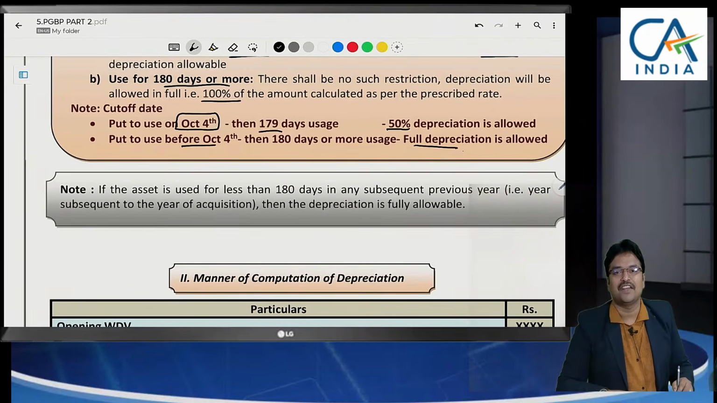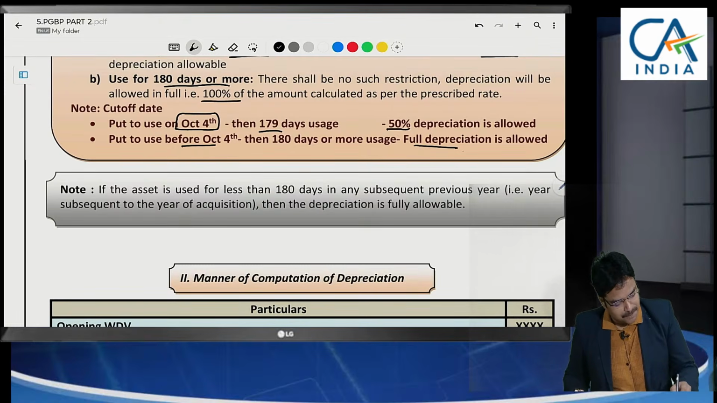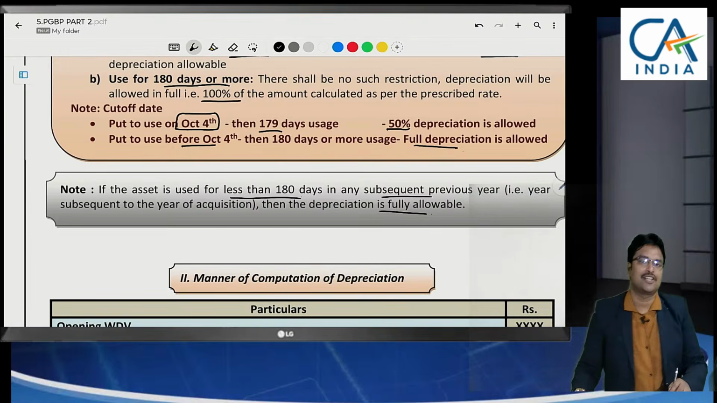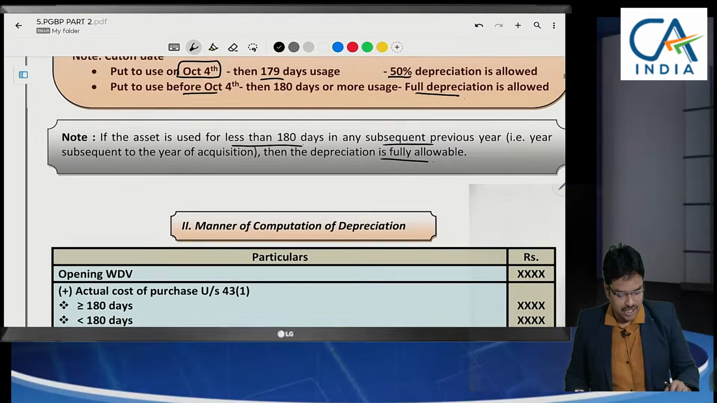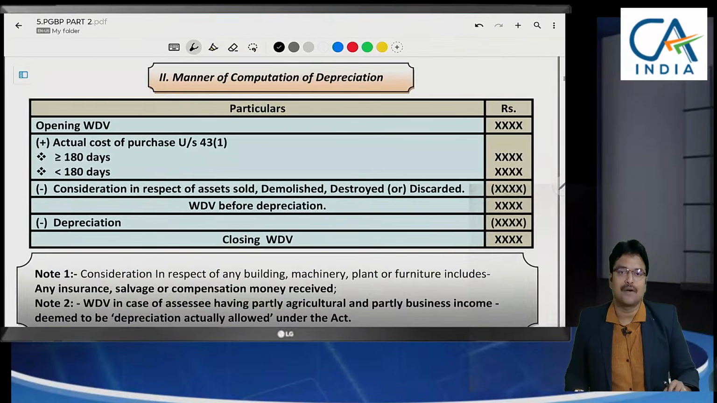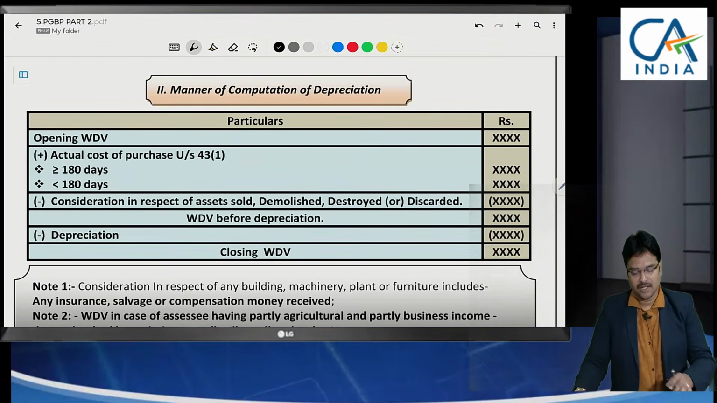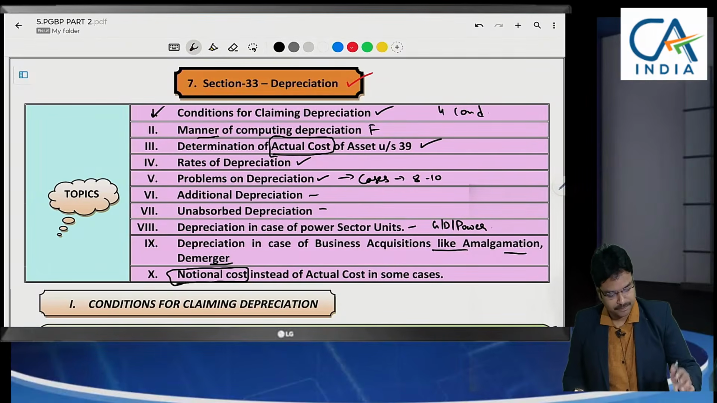For the second year, we did not see this put to use. Only in the year of purchase will we see whether it was used for 180 days or more. For an asset used in a subsequent year for less than 180 days, full depreciation is eligible. In the next year, whether you use the asset or not, since you have already put it to use, that is enough. In the year of purchase only we have to see this 180 days condition. So by this, the first part of our discussion is completed.